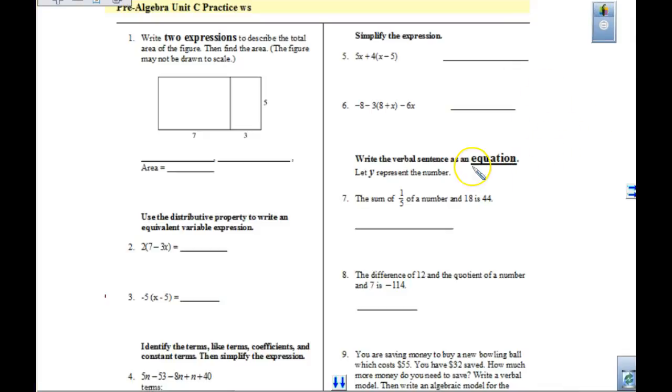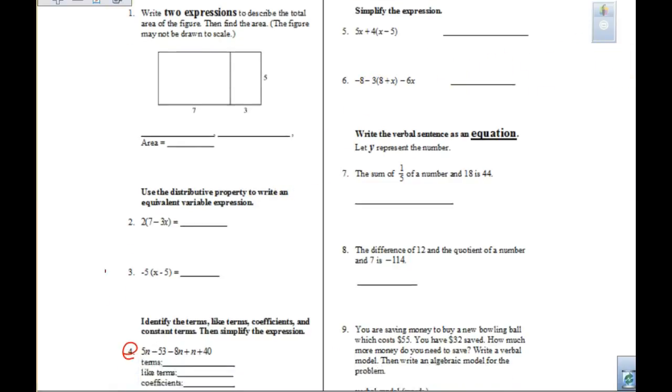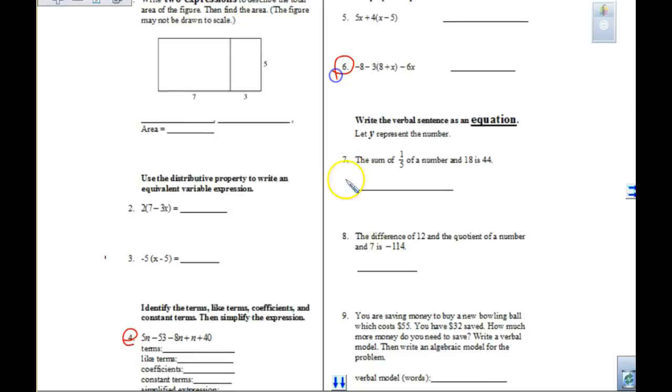Kylie. Number 3. No, I have 3. Oh, you have 3 questions. Tell me which numbers. Number 4. Just the 4. First one, number 4. Number 6 and number 9. Number 4, 6, 9.